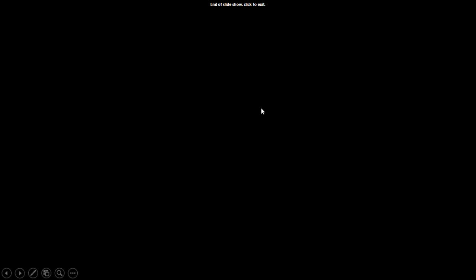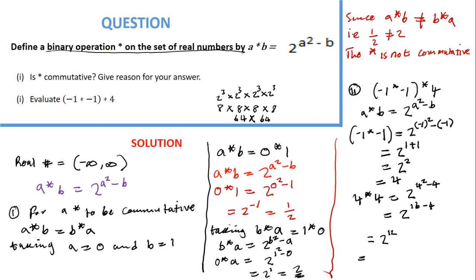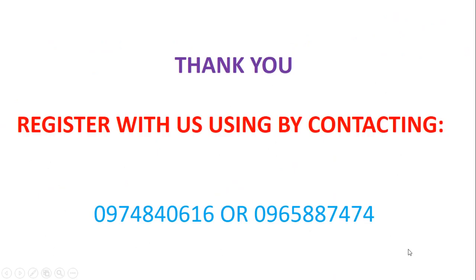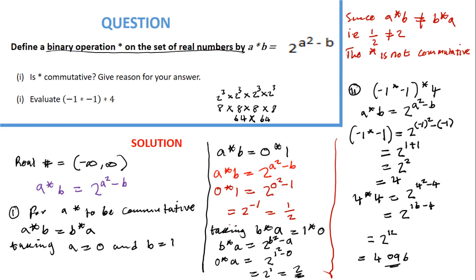So if I say 64 times 64, what is it giving me? 64 times 64 is 4096. So this is the final answer. So remember, you don't have to use the calculator. Make sure that you know how to do the numbers using your head.